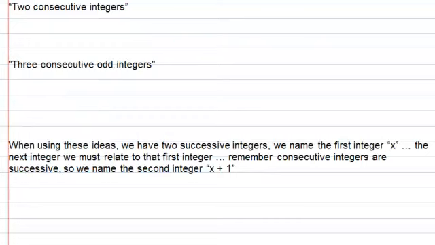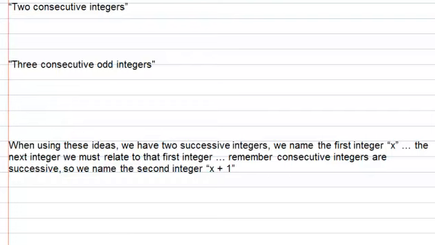We also need to think about how many. Most of the time it's going to be very obvious, particularly at this point in time. They're going to tell you 2 consecutive integers, for instance, or something like 3 consecutive odd integers. So it'll be very specific.